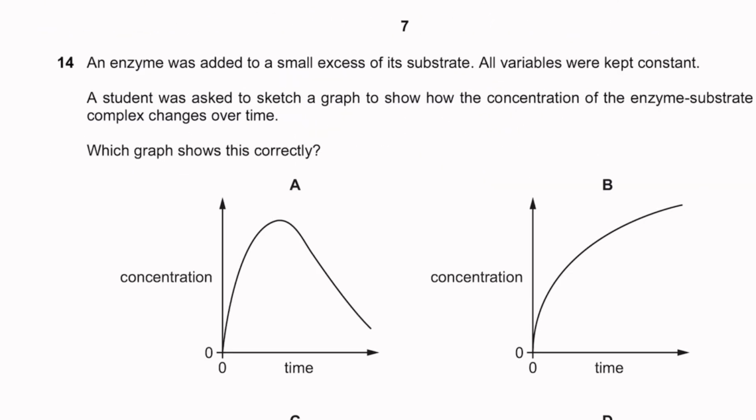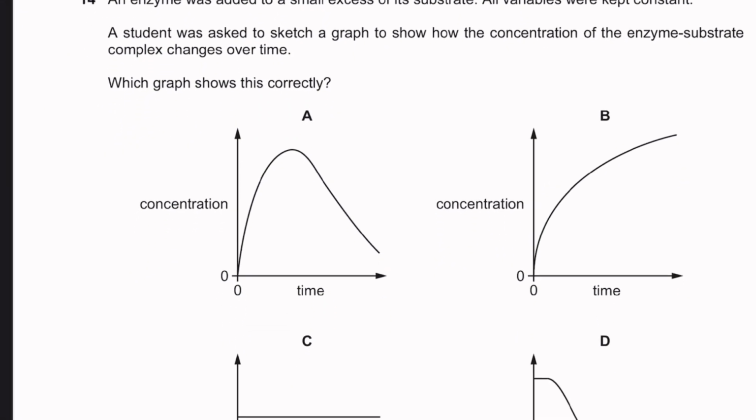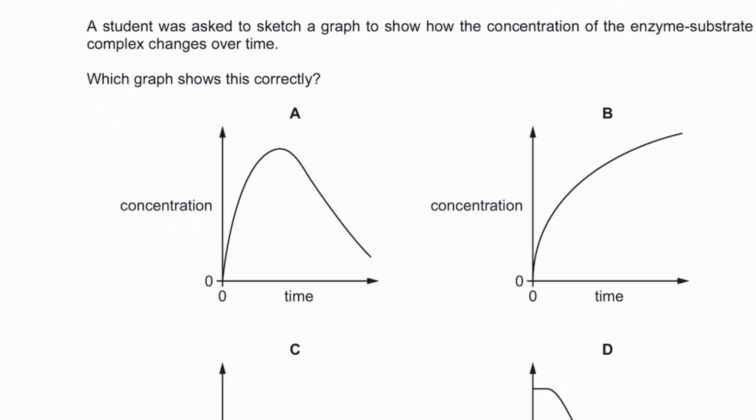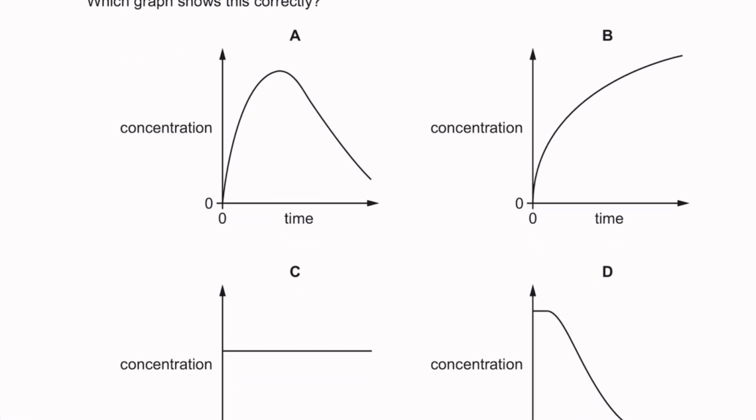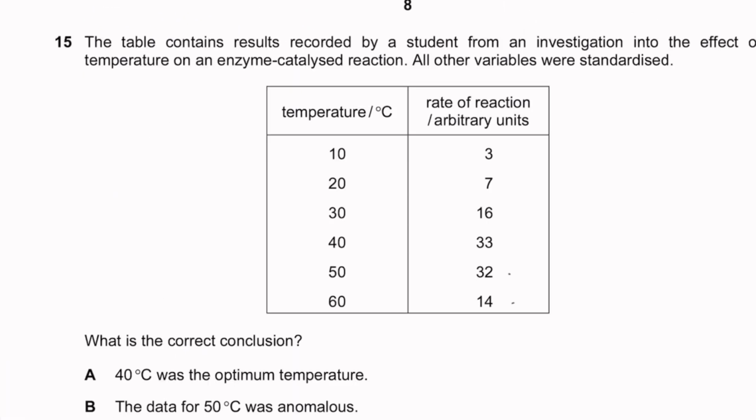Okay. An enzyme was added to a small excess of its substrate. All variables were kept constant. A student was asked to sketch a graph to show how the concentration of the enzyme substrate complex changes over time. Which graph shows this correctly? I would say that since the enzyme is added to a small excess of substrate, the concentration would be constant for a specific period of time until it starts to decrease when the substrate starts to decrease, because it's used up and turning into product. And so I would say the answer would be D.